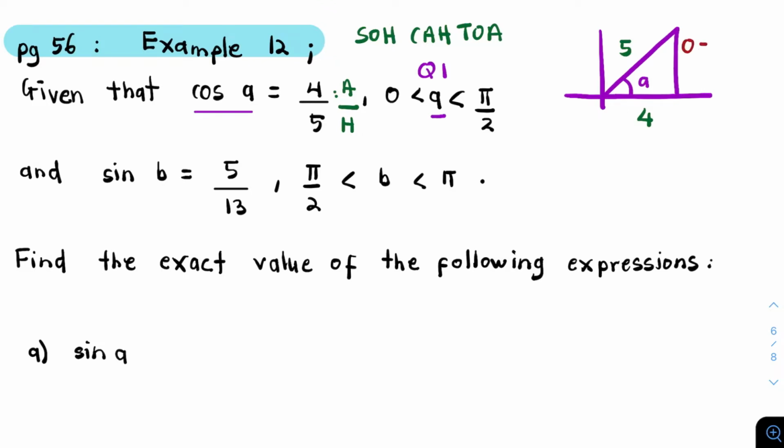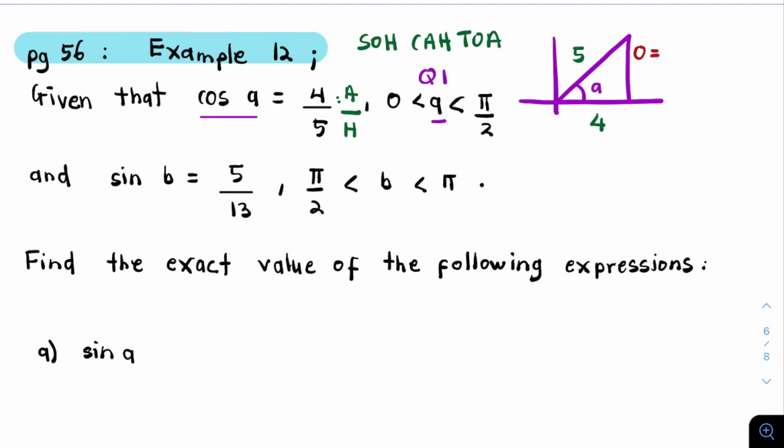So what you do is just use the Pythagoras theorem, which tells you that opposite squared plus adjacent squared is equal to hypotenuse squared. Rearranging, for the opposite you get the square root of 5 squared minus 4 squared, which you can calculate with your calculator or mentally, and you will get the opposite side equal to 3. The length is 3.